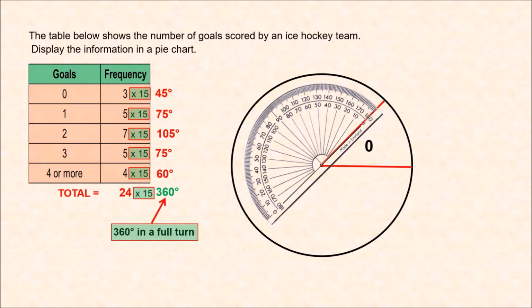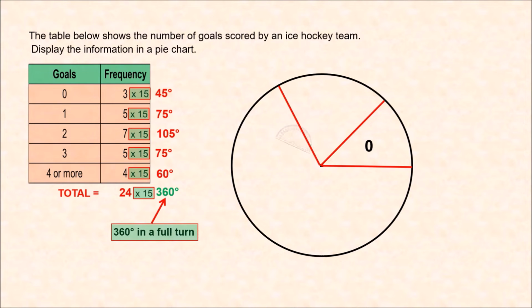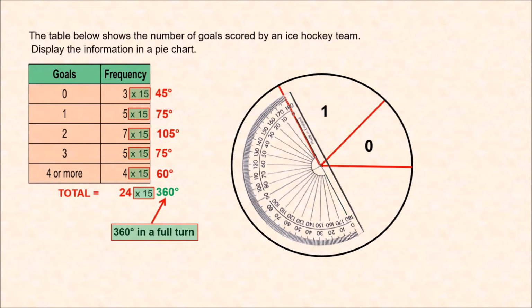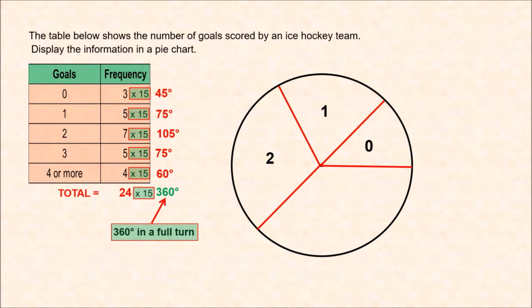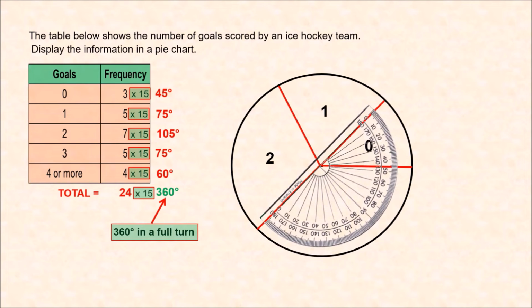And then next, from that new radius, measure 75 degrees. That would be 1 goal. And then the next one, from the new radius, using the inner scale again, measure 105 degrees. That would be for 2 goals.